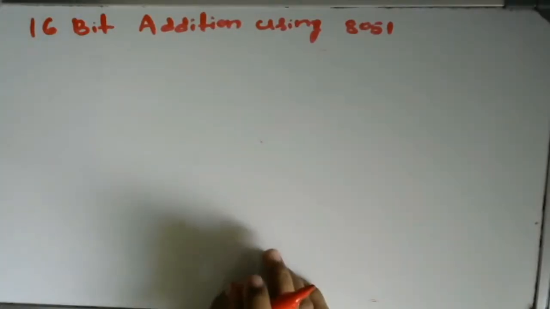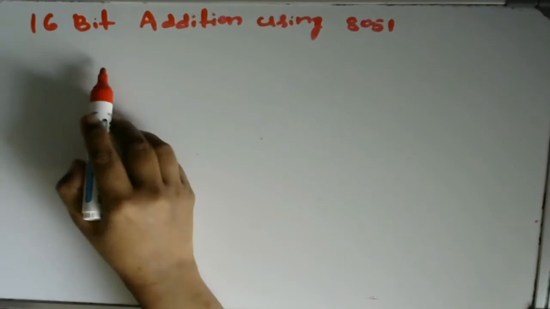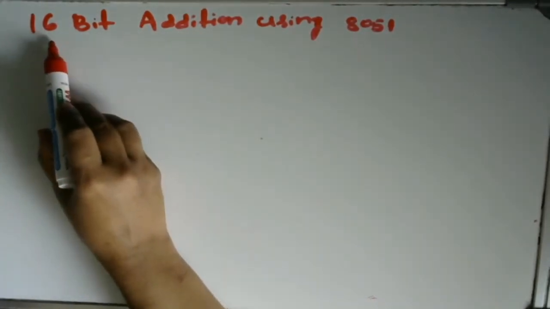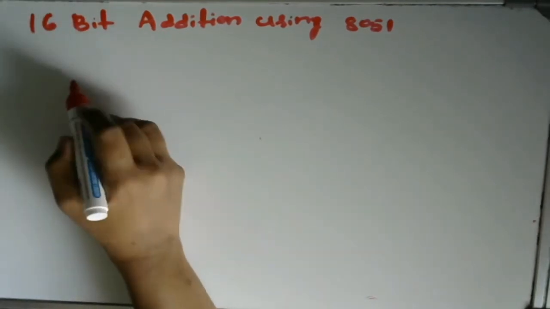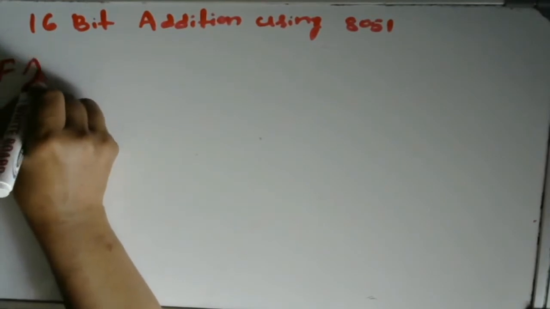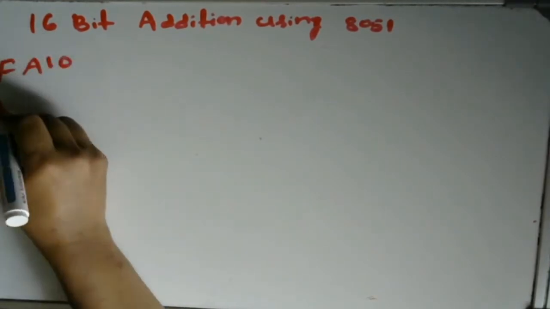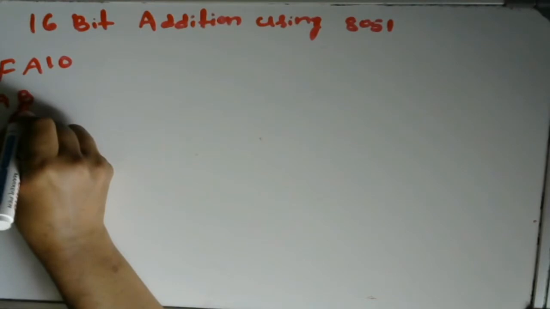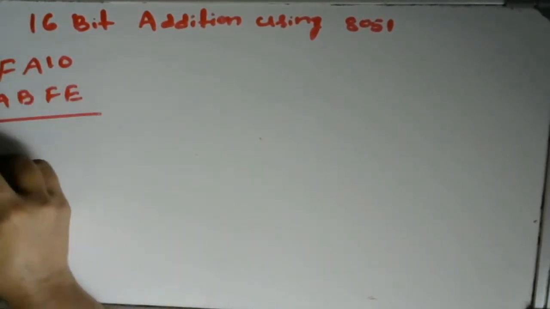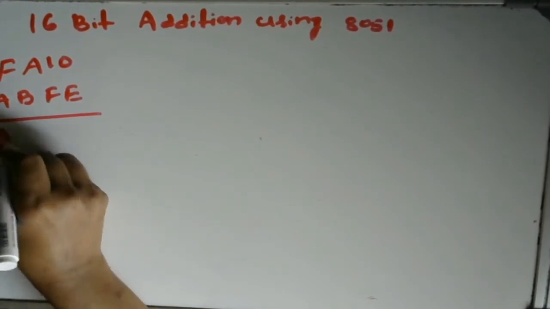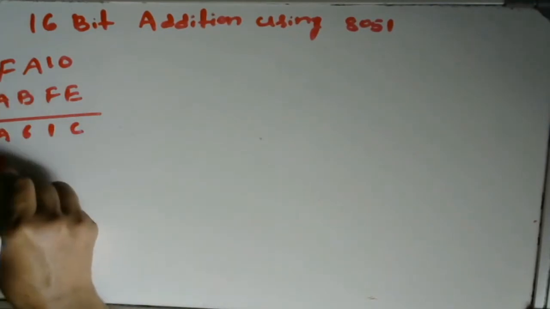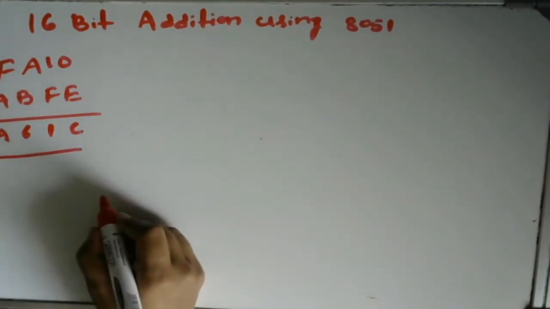In this lecture, we will discuss how to write an 8051 program to add two 16-bit numbers. Let us take one number as FA10 and the other number as ABFE. If we add these two numbers, we get the result as 1A60E. So this result is more than 16 bits.